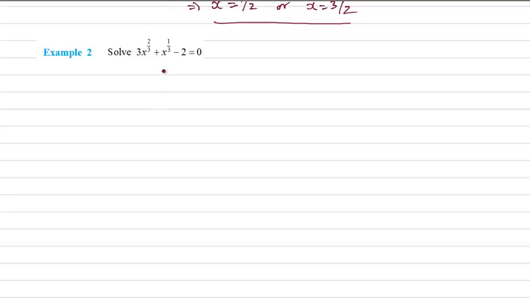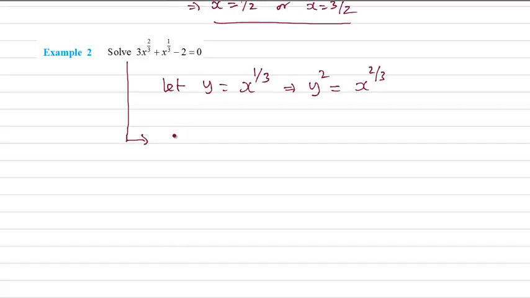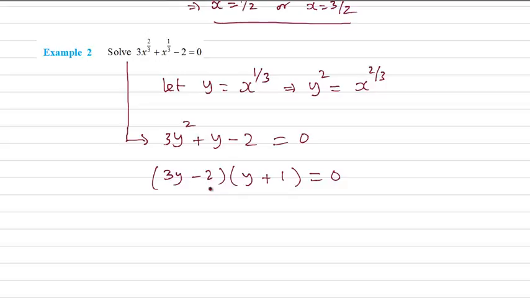Now this time we can let y equal to x to the power 1/3. That means y squared is x to the power 2/3. So this equation becomes 3y squared plus y minus 2 equal to 0. So we can factorize this. We have plus 1 here and minus 2 here. Minus 2y plus 3y is 1y, so it's correct.